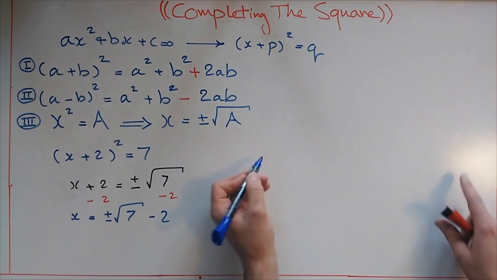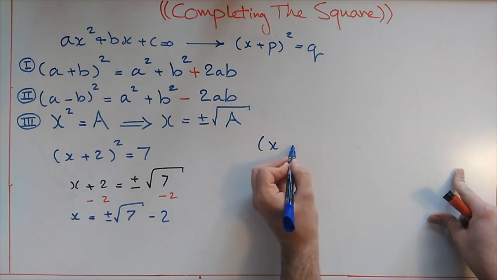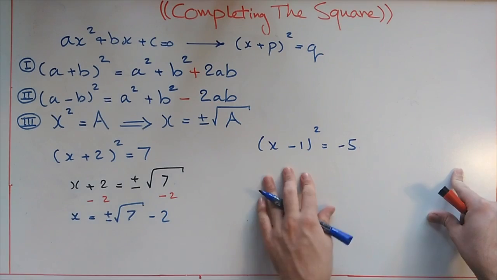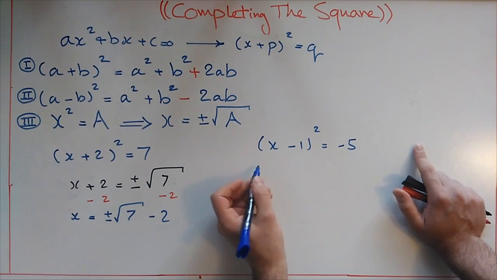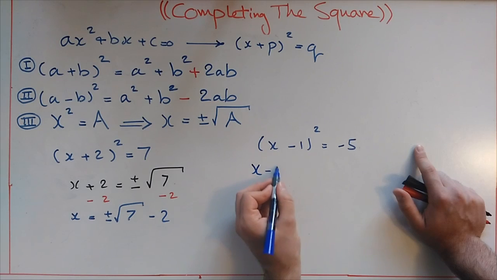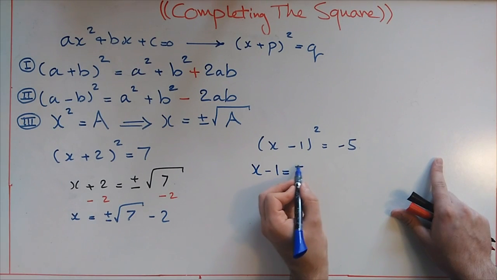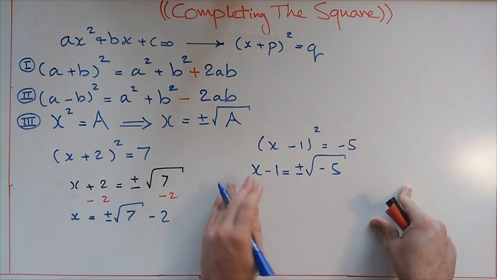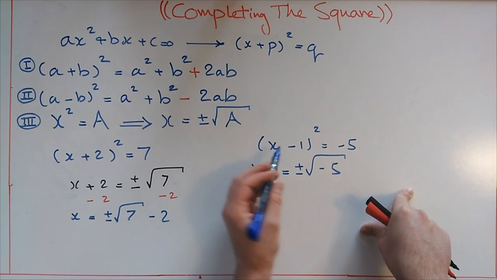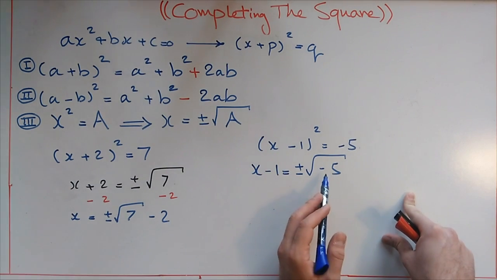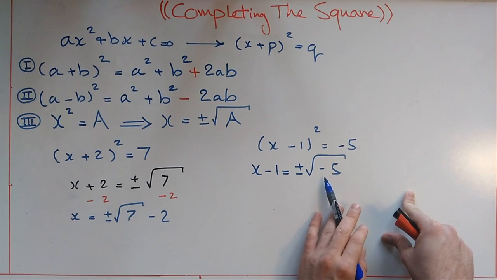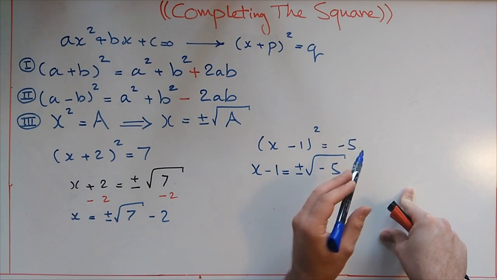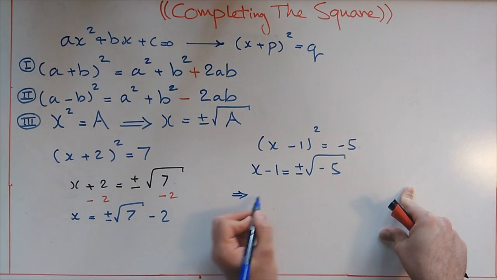And for example, if we have x minus 1 squared equals negative 5, then the value under the square equals positive or negative square root of negative 5. So, as you may have realized, we can't solve this equation because there can't be a negative sign under a square root, and no product of a squared number can be negative. So this equation has no solution.